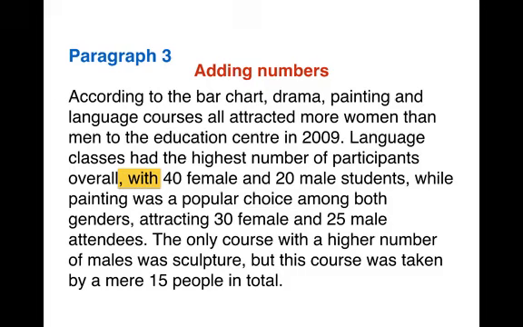And I've also done a similar thing with the word attracting after a comma. So we had the sentence, just looking at the line above, starting painting. Painting was a popular choice among both genders, attracting 30 female and 25 male attendees. So using a comma and with, or in this case you can do it with a verb as well, attracting, is a good way of adding the numbers onto the end of a sentence.